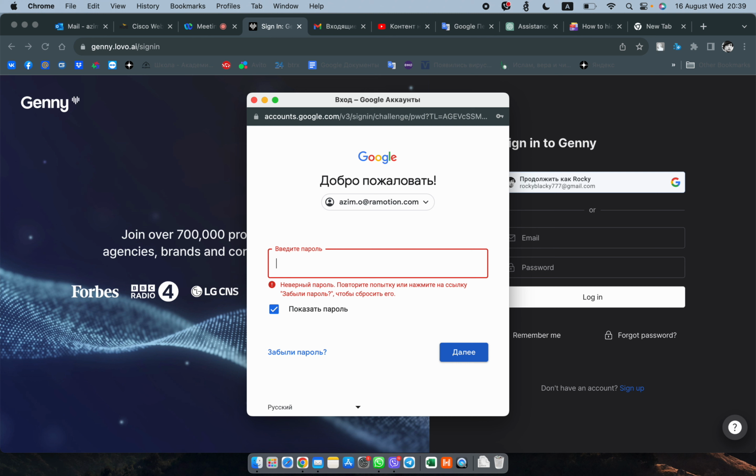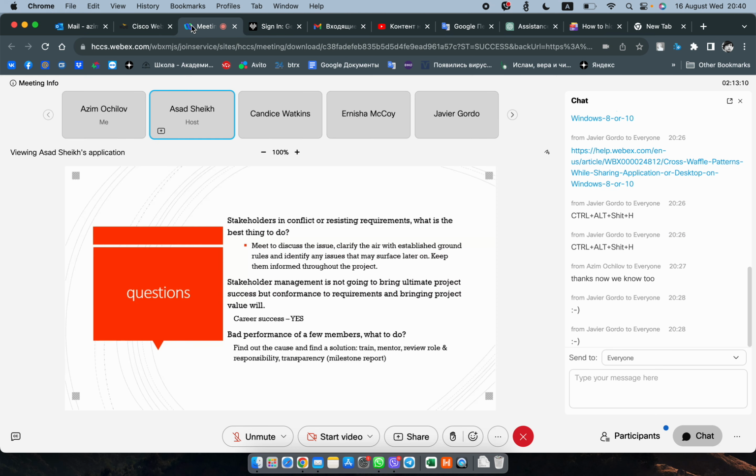Number one, stakeholders in conflict or resisting requirements. What is the best thing to do? Very similar to what we did. Meet to discuss the issue, clarify the error with established ground rules, and identify any issues that may have surfaced later on. Keep them informed throughout the project. The ground rules are based on whether it's agile or predictive, and whether you can actually even do impact analysis. Now, sometimes you can, sometimes you cannot.